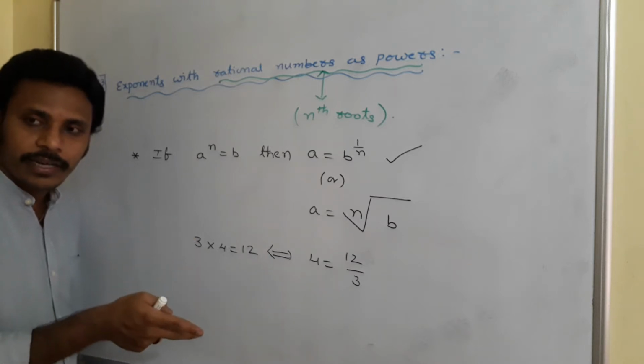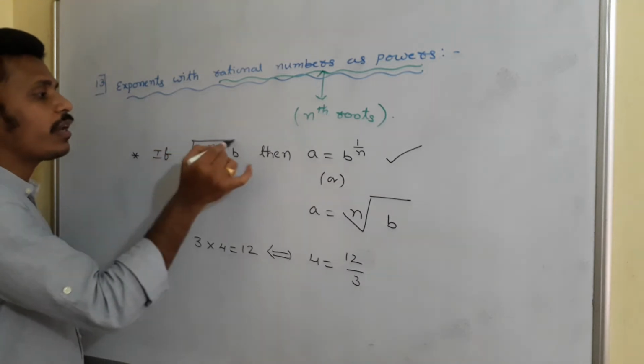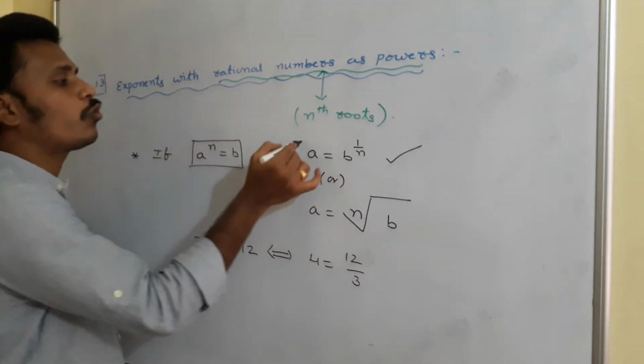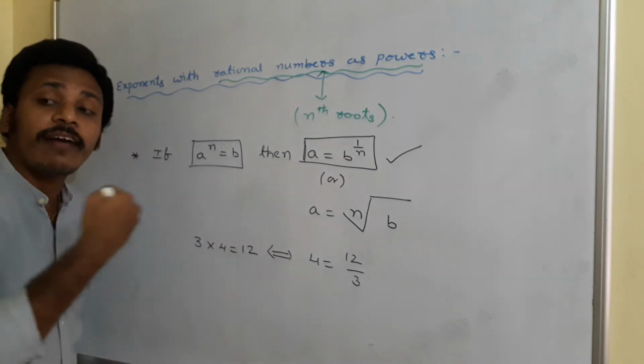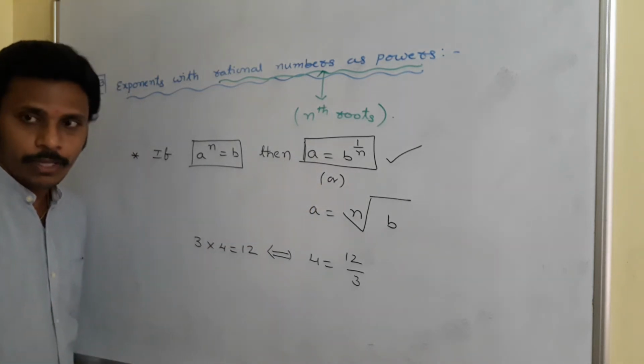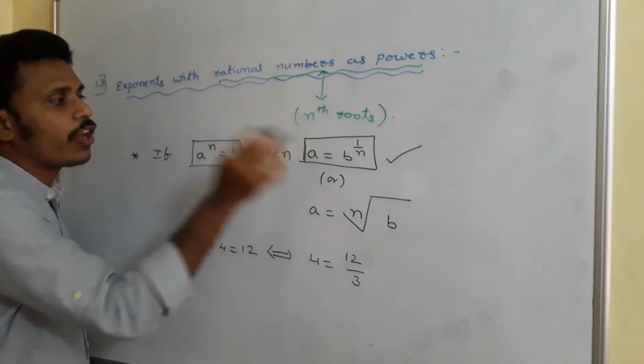See, both are the same, right? Just like active voice and passive voice. In the same way, a power n is equal to b and a is equal to b power 1 by n. Both are actually the same, but the way of expression is different. Just observe this. These two are the same. This is another way of notation.